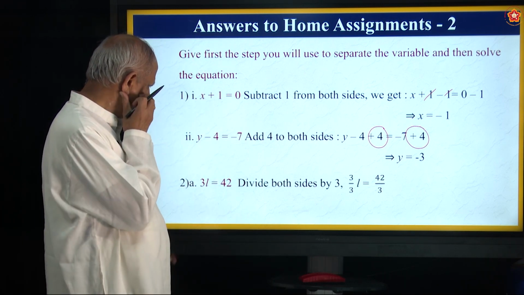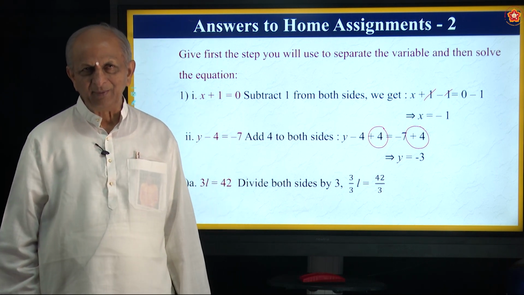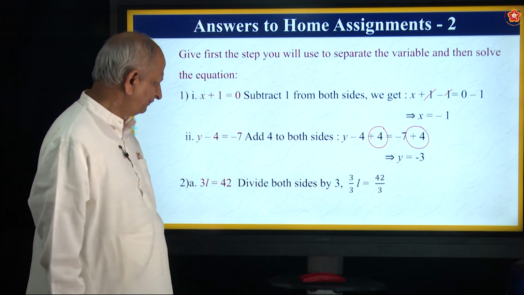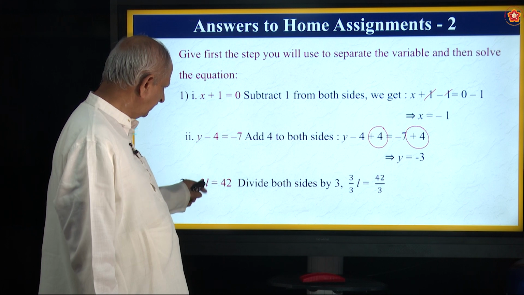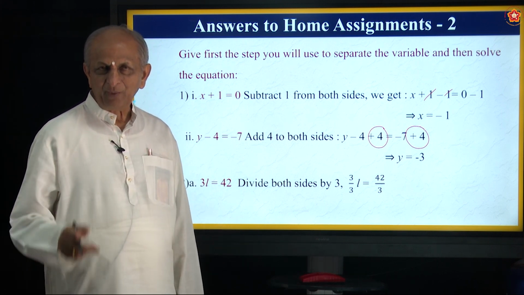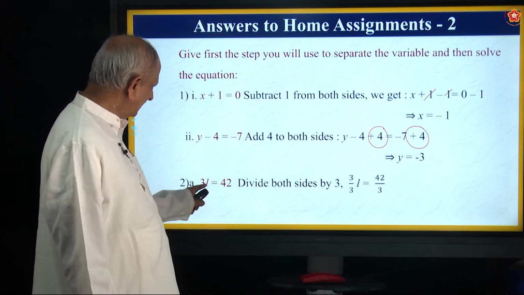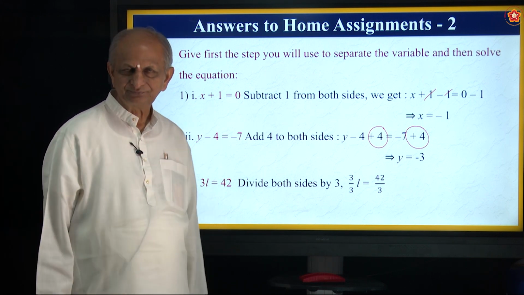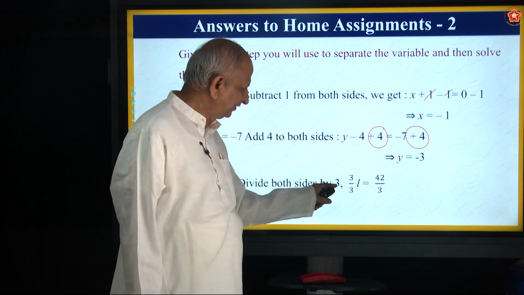Third question, 3L equals 42. What is the variable here? L. So, how to get rid of this 3? What is the operation done here? Multiplication. So, L is multiplied by 3. How to get rid of that? Divide both sides by 3.